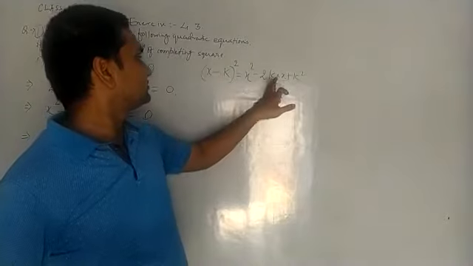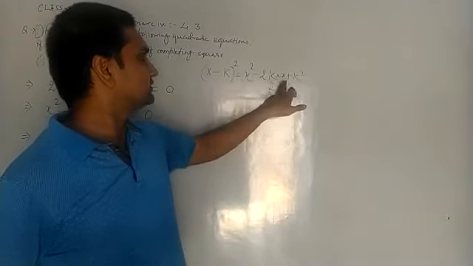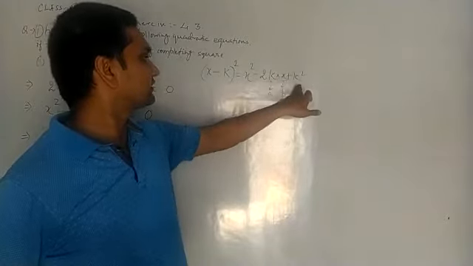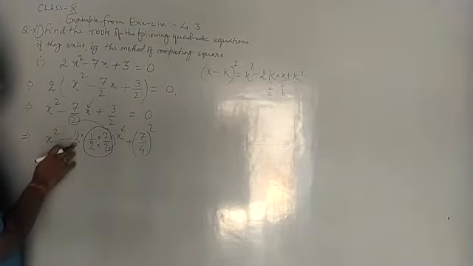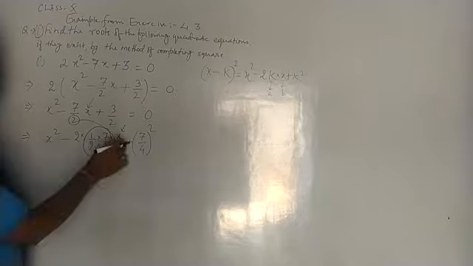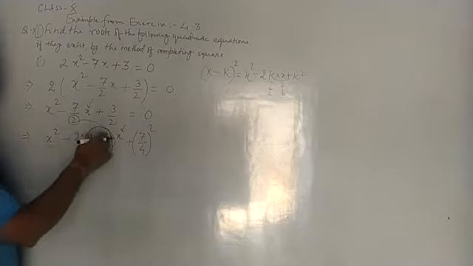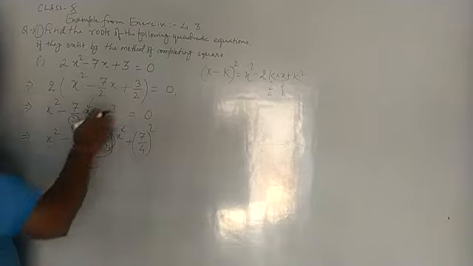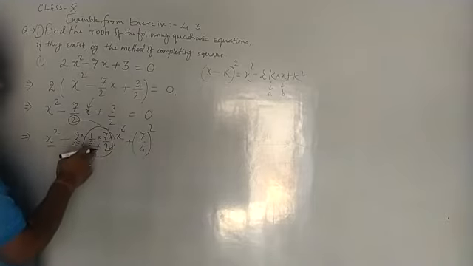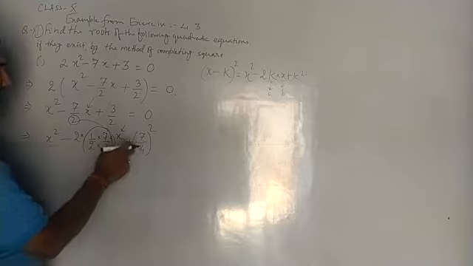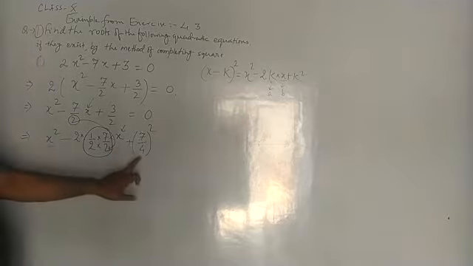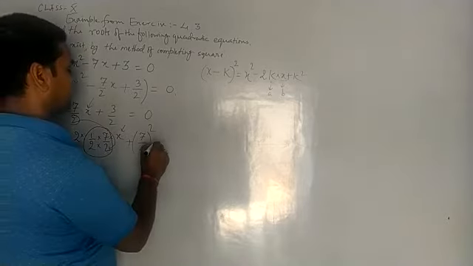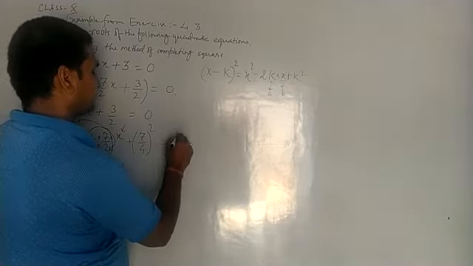2 into k into x, 2 into x into k plus k square. Similarly, what should be there? x square minus 2 into x. x is coming into what is left inside this circle, that will be k. So we will do now 7 by what is left here? 7 by 4, the 7 by 4 whole square. We did this extra thing, so what will we do? Minus 7 by 4 whole square.